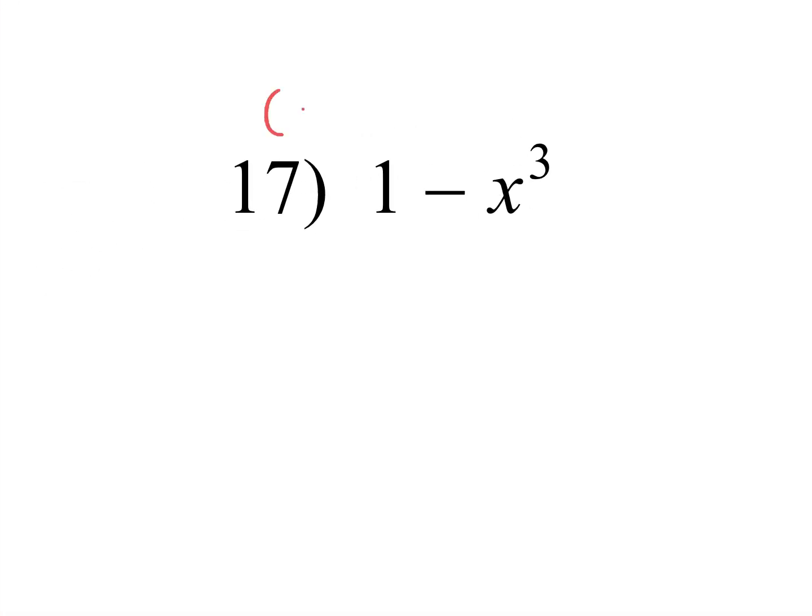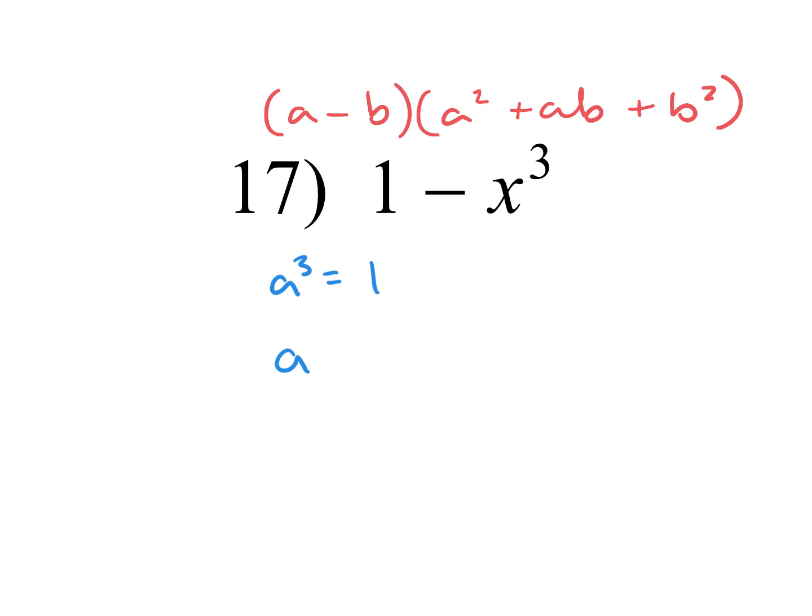So here my formula is a minus b times a squared plus ab plus b squared. So if a cubed is equal to 1, what's just a? 1. Perfect. And then if b cubed is equal to x cubed, what's just b? X. So everywhere that I have an a, I plug in 1. And everywhere I have a b, I plug in x.